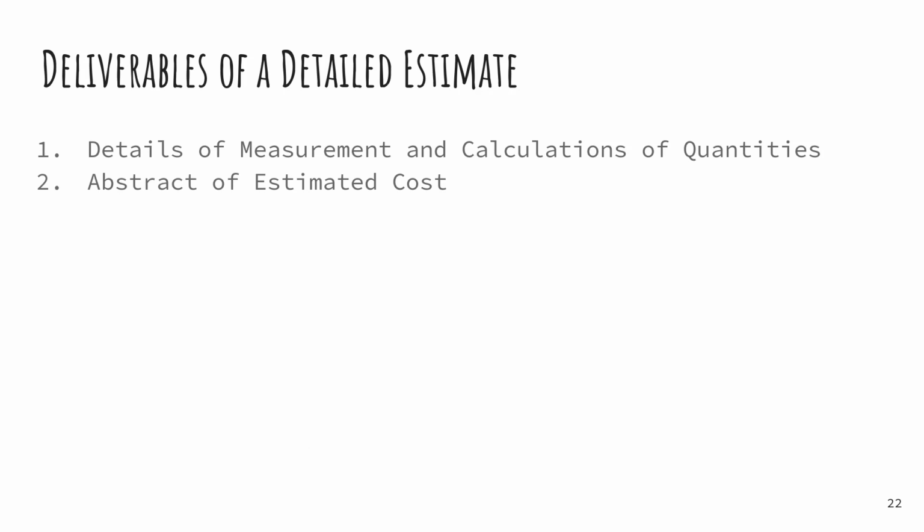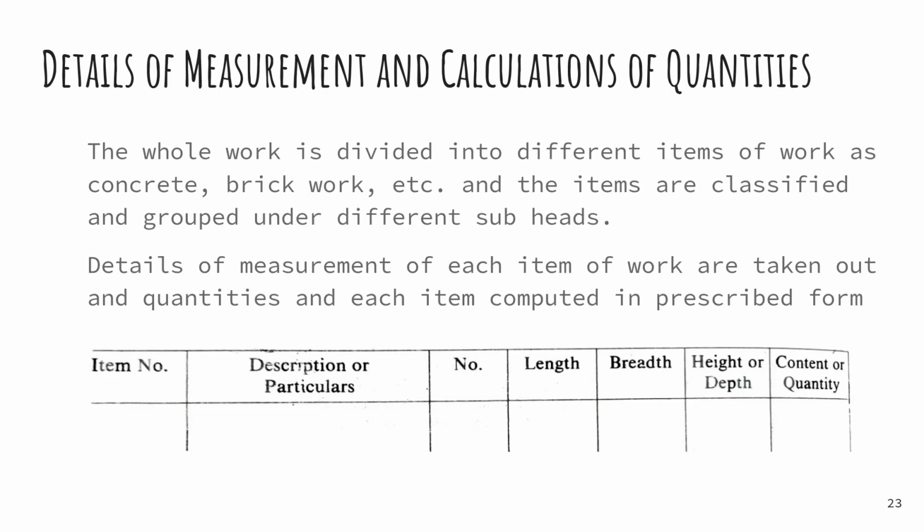Now we will look at certain deliverables of a detailed estimate. That is, when someone tells you to prepare a detailed estimate, what do we actually give them in return? We actually give them 2 completed forms. The first one is the details of measurement and calculation of quantities, and the second form is the abstract of estimated cost. So we'll look at that one by one.